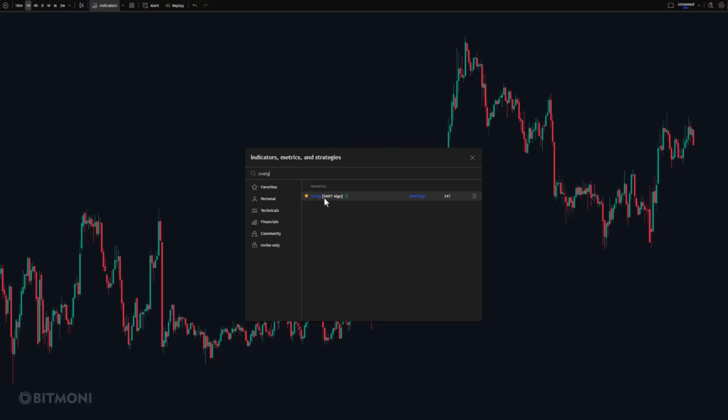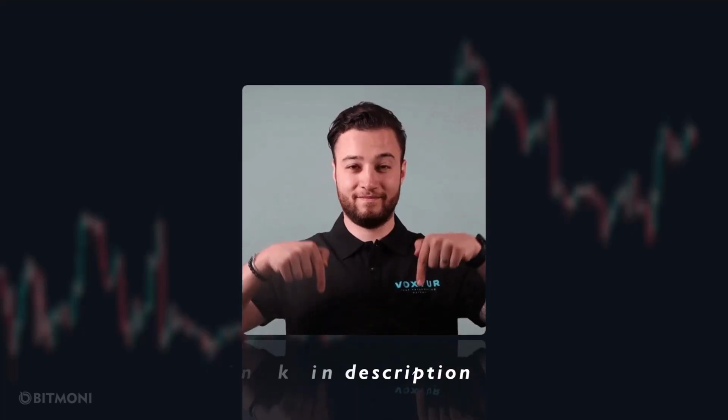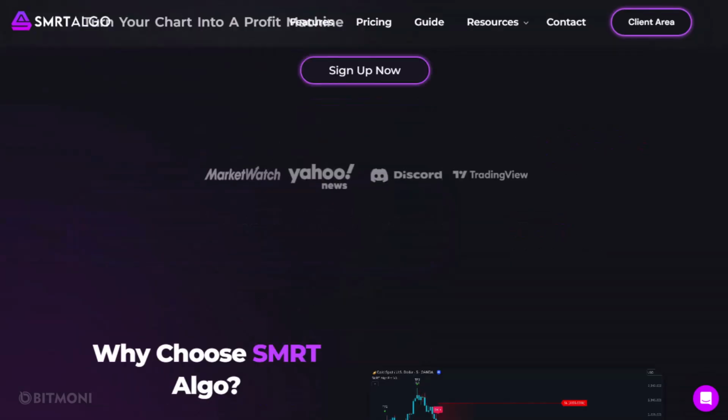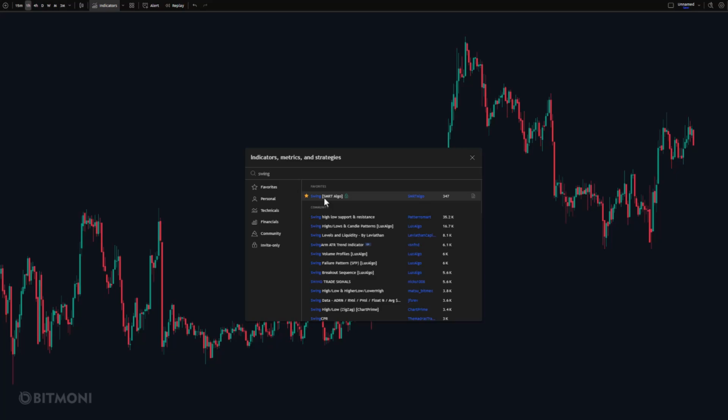Now, since this is a premium indicator, you will not see it appear directly here in the search results. This is because you do not have access to the indicator yet. So, to get access to it, all you have to do is just click the link in the description below to visit the SmrtAlgo official website, where you can gain access to the indicator. And after that, you will click on it to add the indicator to the chart.